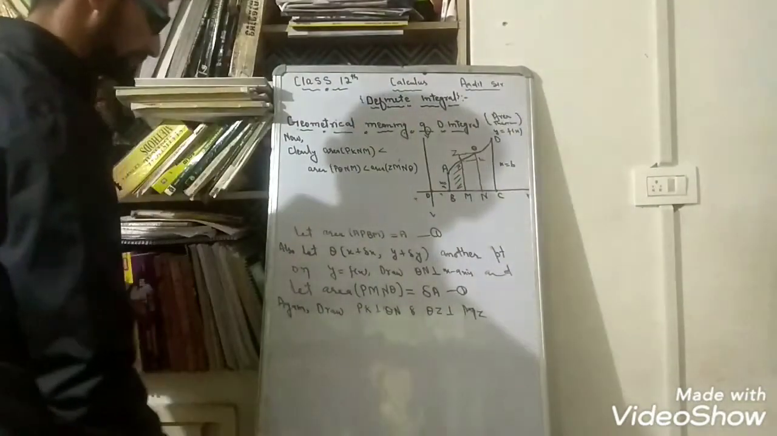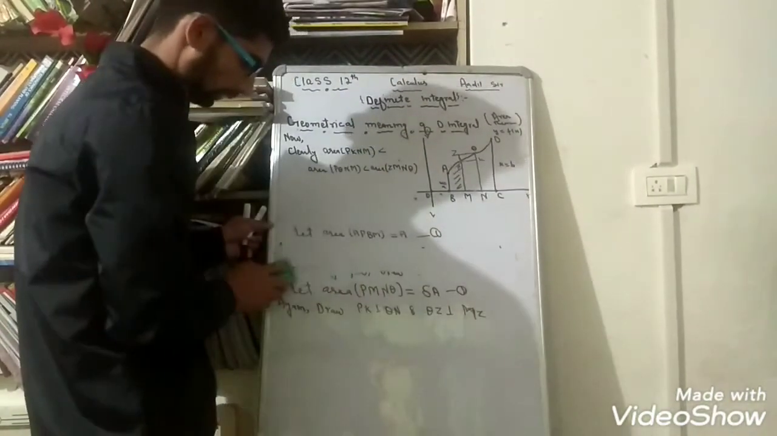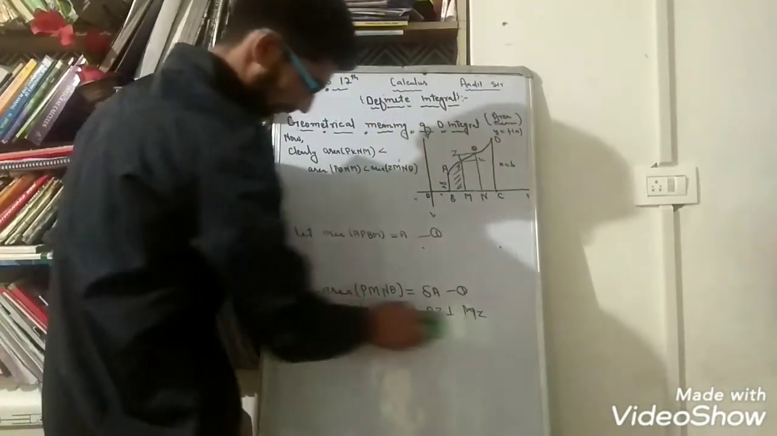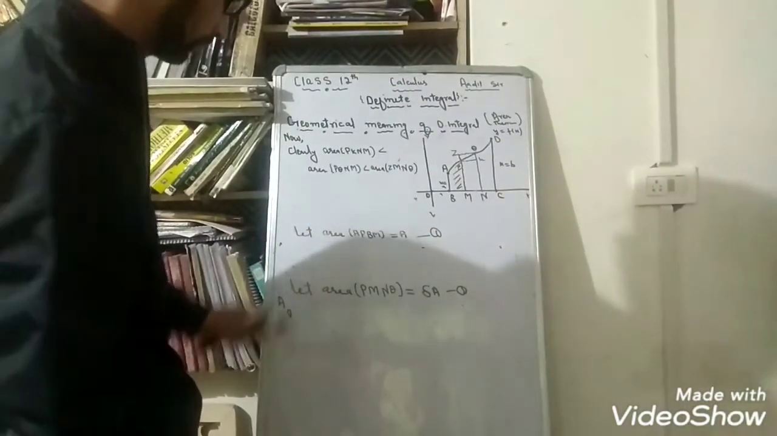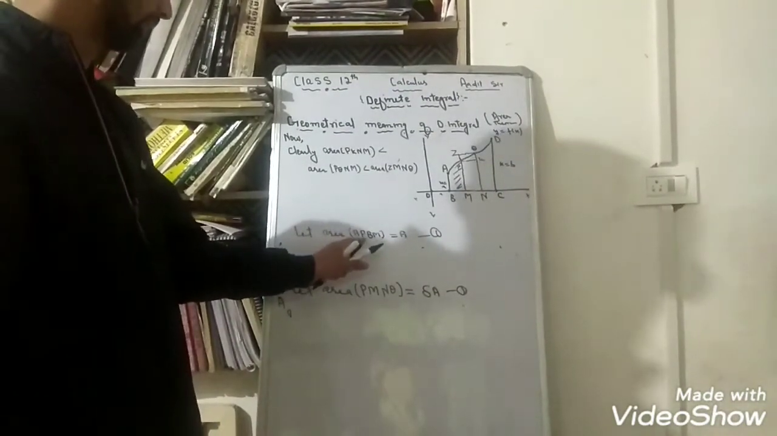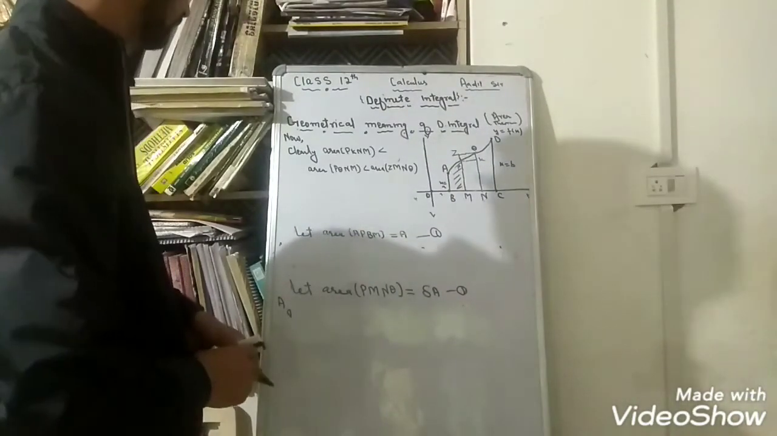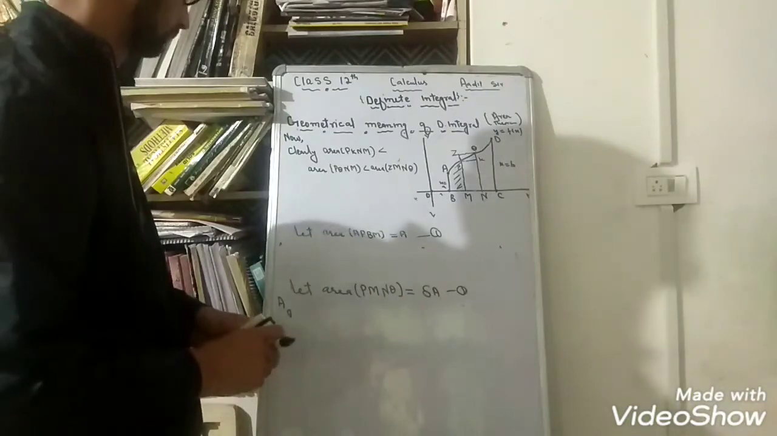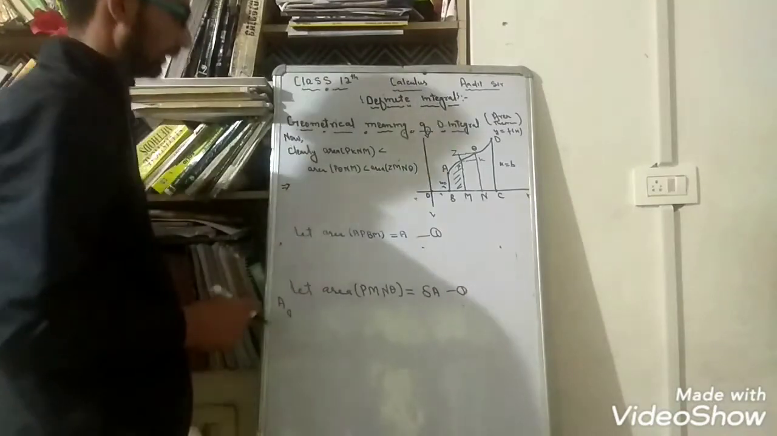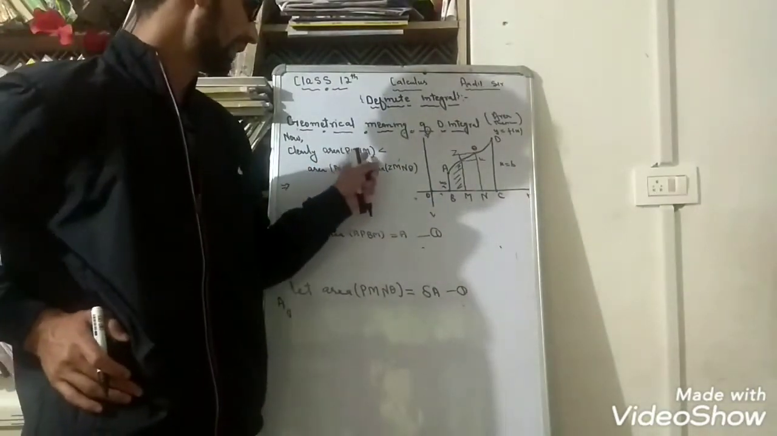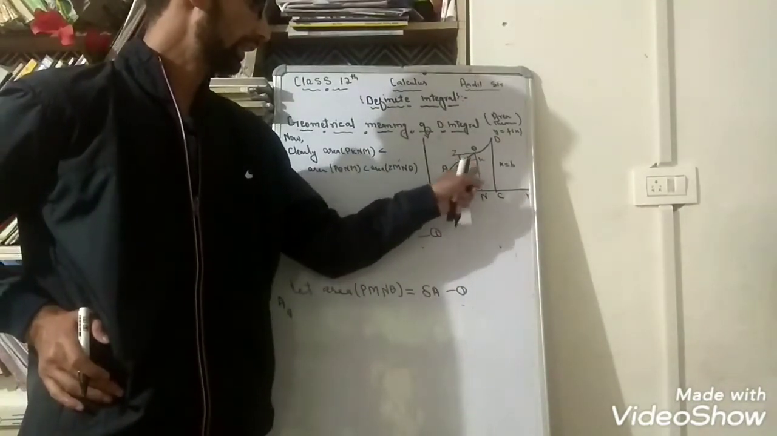I will erase these things, and only these two equations I will keep. The first equation is the area of A, P, B. Which implies the area of PKNM, which is actually the area of the rectangle PKNM.